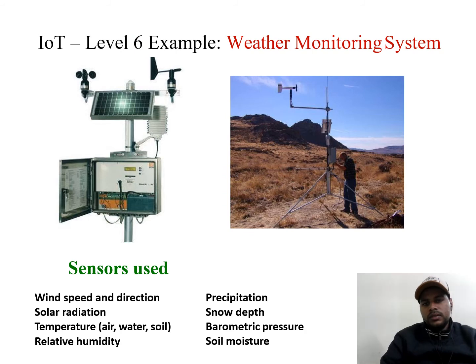IoT level 6 example. The best example for IoT level 6 will be a weather monitoring system. In a weather monitoring system, the sensors are used to detect the wind speed, direction of wind, solar radiation emitted, the temperature of air, water, and soil, relative humidity, the precipitation, the snow depth, barometric pressure, and soil moisture. Through this, we can sense different weather conditions. This is an example of level 6.